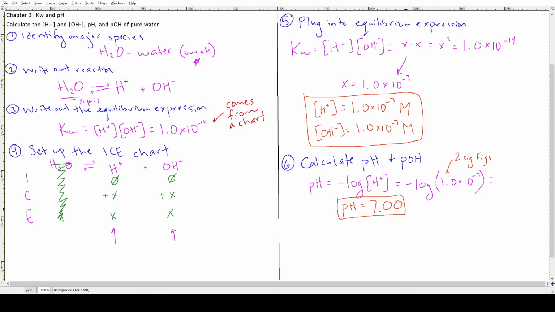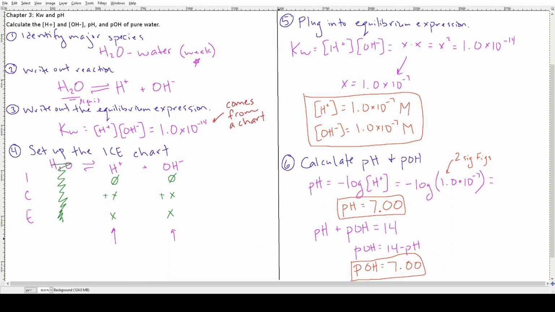So now we also learned recently that pH plus pOH from a reaction is always equal to 14. So what we could just do is say, all right, pOH is equal to 14 minus pH, which we just calculated, and that's right, we are basically done. Our pOH is equal to 7. And again, we want 2 sig figs, and these are coming through logs, so it would be 7.00.